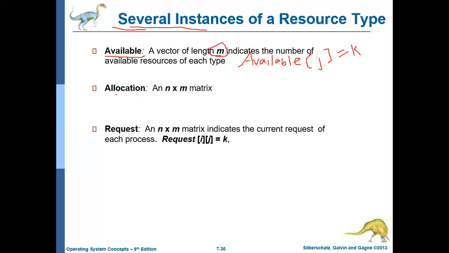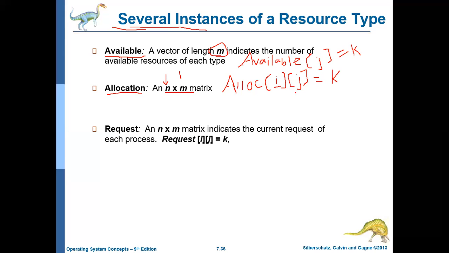And there is a matrix called the allocation matrix of size n cross m, where n is the number of processes and m is the number of resources. Allocation of i, j equal to k means that currently k instances of resource type j are allocated to process i.